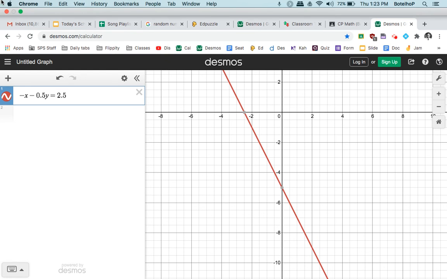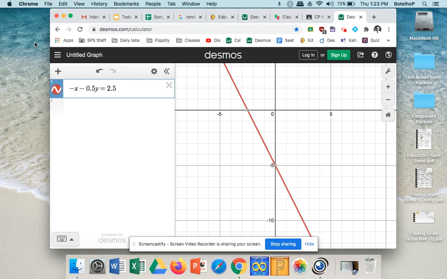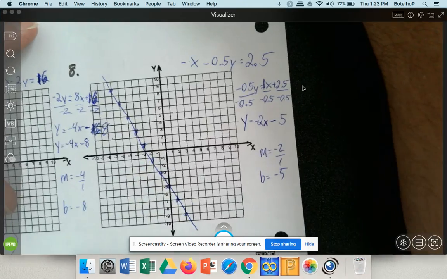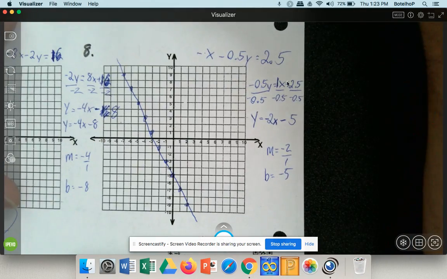So that is the correct graph. So hope this helped you practice graphing. We'll do much more when I see you next in person.